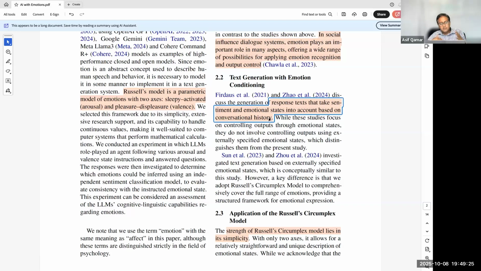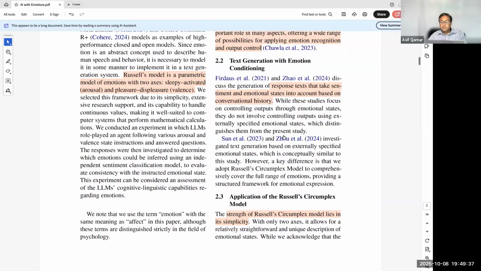So where is that conversational history and how is it going to help you identify the emotions? It's up to the application being designed. Okay, so I think some of the papers are talking about that.